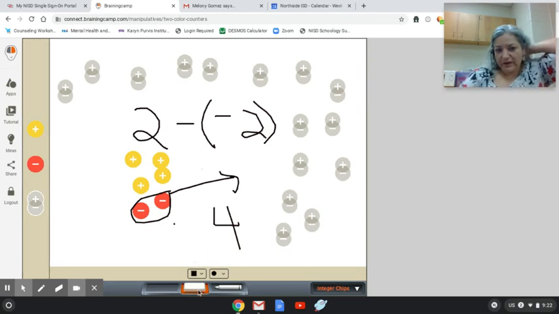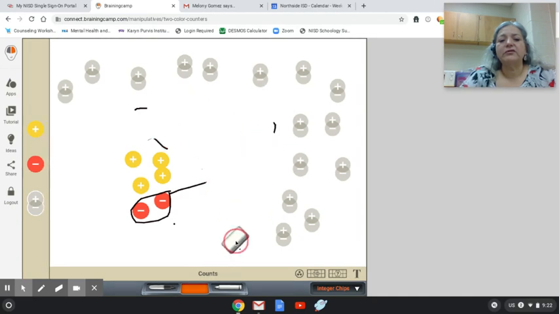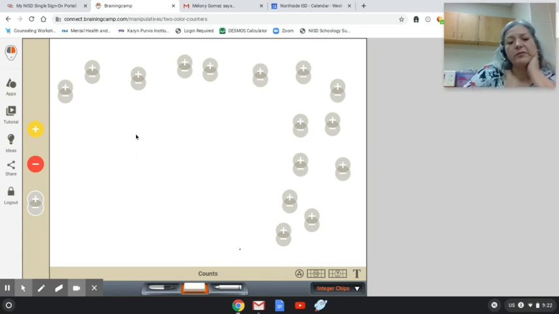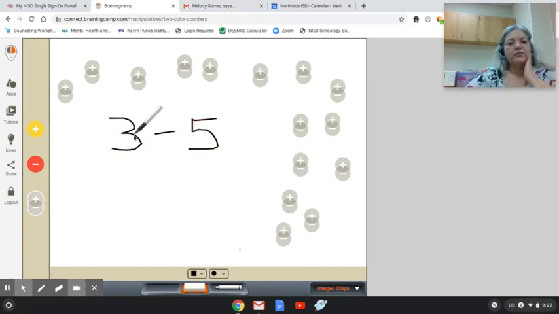So hopefully you're getting the hang of this and trying to figure out how this works, because it actually helps you out a lot if you're using these color counters. Okay, so I'm going to take this off. I'm going to do one more. Let's do +3. I'm going to take away 5. So +3, so I'm going to go ahead and put my 3.